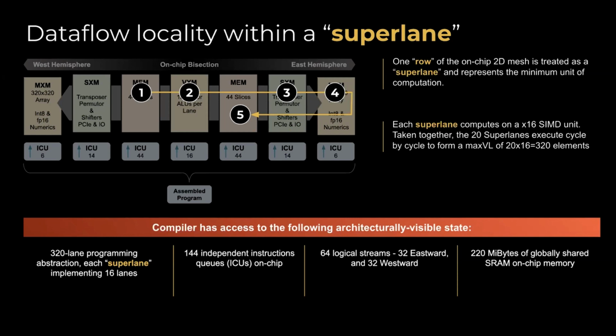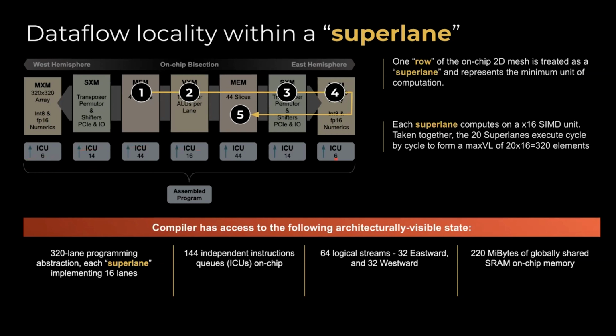So what we had to do was provide software-hardware interfaces that expose a lot of architecturally visible state, to give the compiler complete control over the underlying hardware. In particular, we expose a 320-lane programming abstraction built upon this concept of a superlane. And these superlanes are, as I mentioned, 16-way SIMD units that operate in a synchronization-free manner, with 20 superlanes on the chip. Each superlane has 144 independent instruction queues. That's across the entire chip. These instruction queues that are feeding the superlane go across all 20 superlanes.